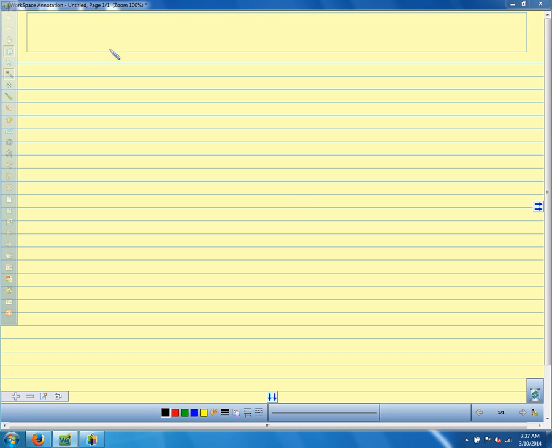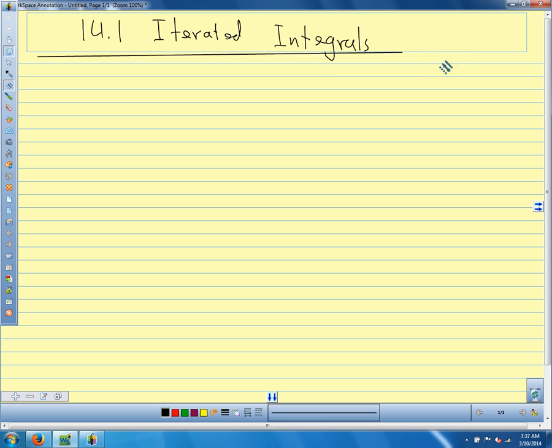So chapter 14, all about integrals. We just spent all of chapter 13 essentially talking about derivatives of multivariable functions. So what we're going to do in chapter 14 is try to make some sense of integrals of multivariable functions. And we got a kind of a preview.